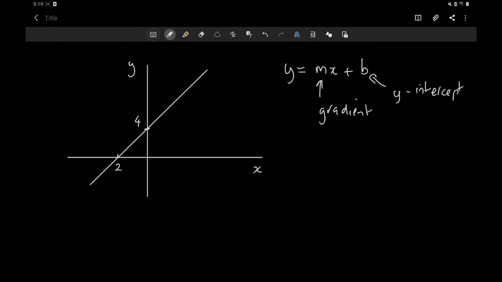So there's a couple of things that we need to find. The first and easiest thing to find is the y-intercept. So let's take a look at the graph and see where the line crosses the y-axis. And as you can see, it crosses the y-axis at the point 0, 4. So it crosses the y-axis at y equals 4. So we know b, so let's write that down. We know b is equal to 4.